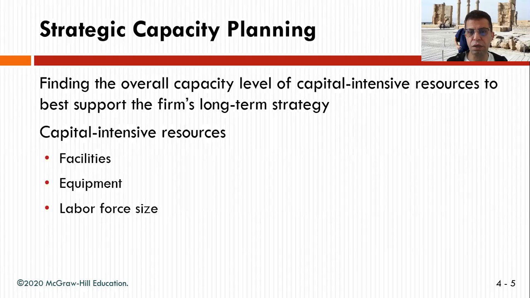Now, strategic capacity planning: finding the overall capacity level of capital intensive resources to best support the firm's long-term strategies. The capital intensive resources are usually the facilities, the equipment, and labor force size. So what kind of facilities, how many, where they are located, the equipment that you have, and the labor that you need to deliver the product or the service.